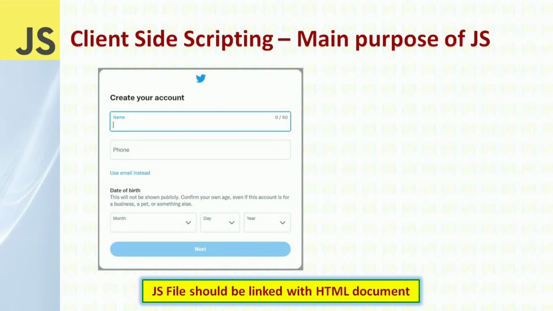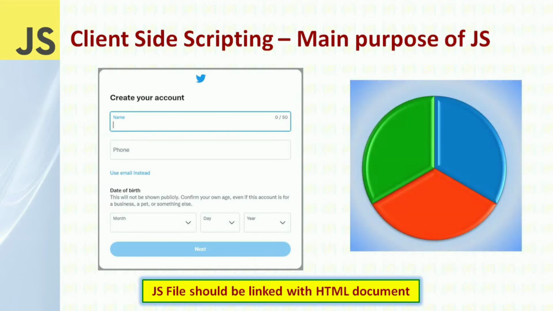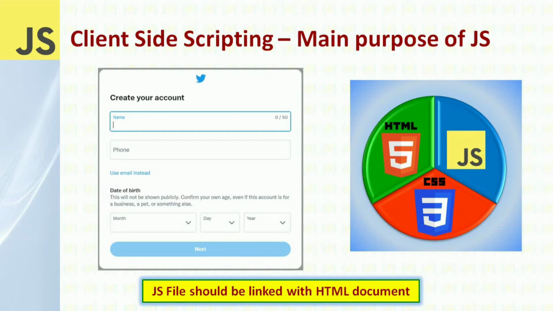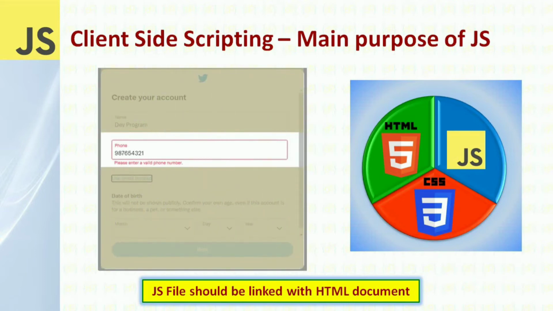In general, a web page will contain three important components. First one is HTML. This defines the content or structure of the web page. Second one is CSS, that is cascading style sheets. It defines the style of the web page. That is, it will tell how HTML elements should look in the web page. For example, it will tell what is the color and size of a button. JavaScript defines the behavior of the web page. For example, it will show a validation message when wrong data is entered.